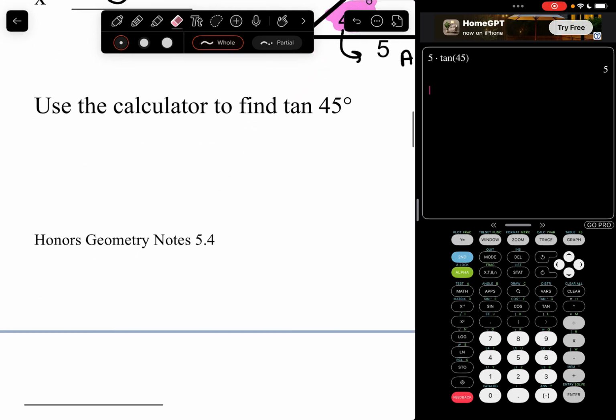Now down here it says use a calculator, find the tangent of 45. So I'm just going to type in tangent of 45, I'm going to hit enter, and I get 1. And the reason that it is 1 is because that is my special right triangle ratio.